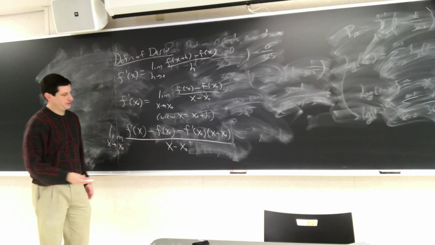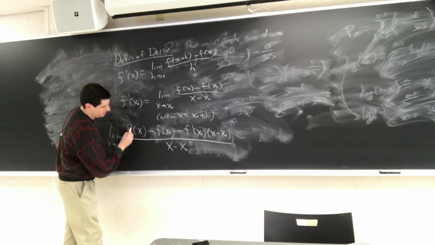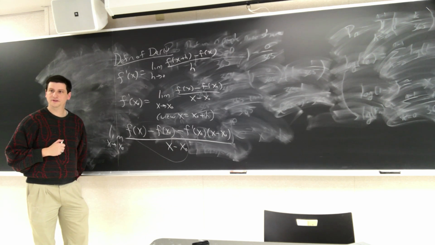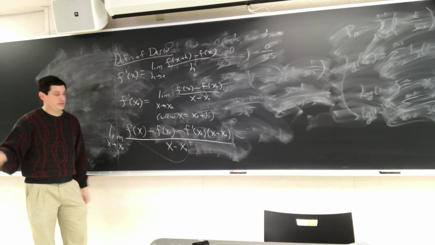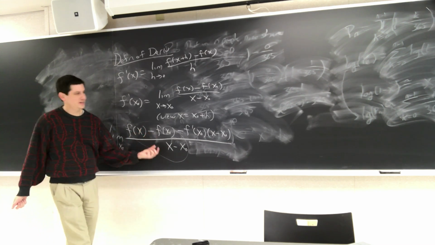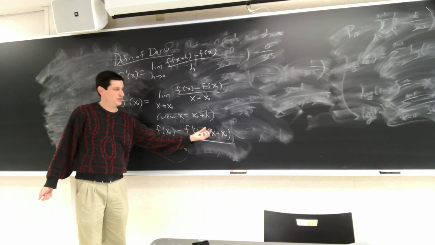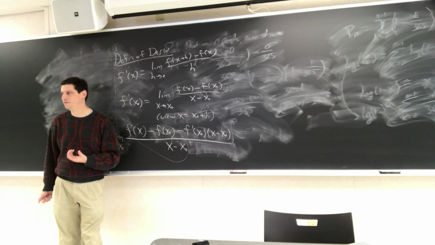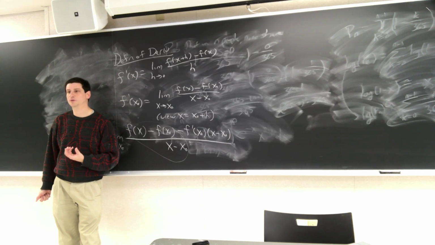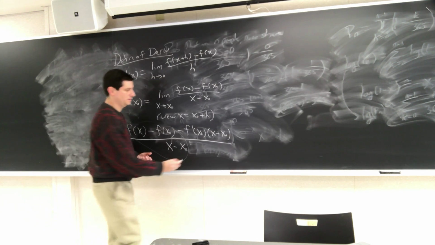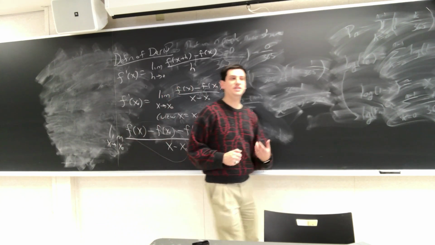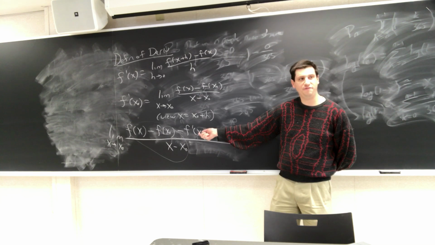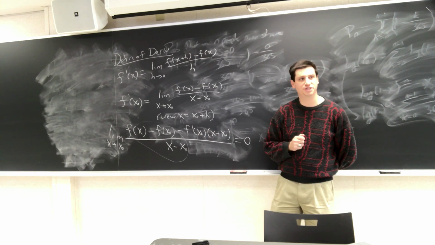Well, if my function is differentiable at x naught, what does this part over here look like? This part will just look like the derivative, f prime at x naught. And then I'm subtracting out f prime at x naught times x minus x naught, divided by x minus x naught. So I'm subtracting off f prime of x naught. What should this limit equal? 0. So this is another way of defining the derivative. The derivative is that number, which I will denote f prime of x naught, such that this limit equals 0.